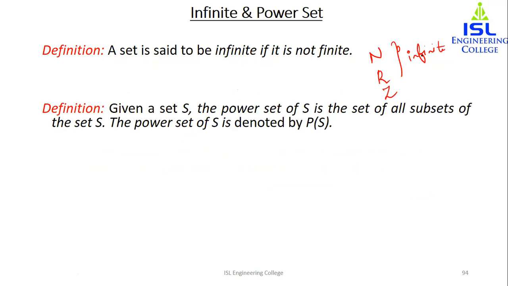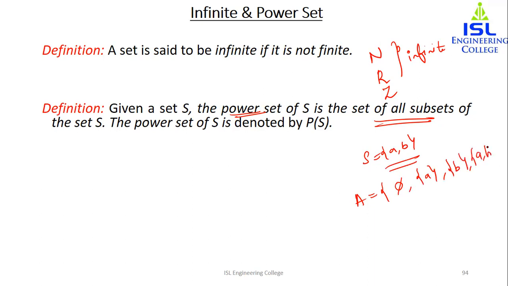Okay. And what do you mean by power set? If you have a set S, the power set is the set of all subsets. So if you remember the example of S is equal to {a, b}, and we are creating a set of all subsets, let us denote it with A, which is phi, the set of single element a, the set of single element b, and the set of complete elements {a, b}, then this A is known as the power set of S and denoted by P(S). Okay. Now let's see the examples.